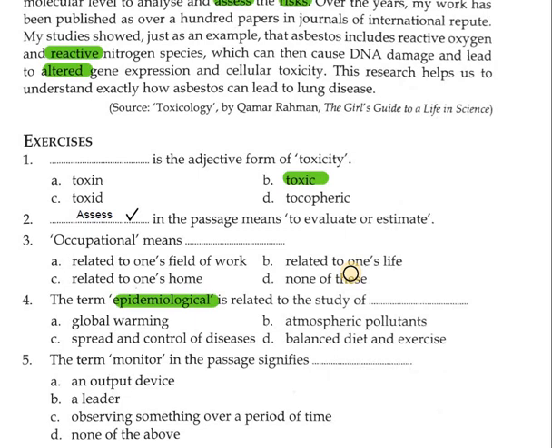Now the next question is occupational means. Now I said it earlier, occupational here means related to one's field of work. It's not related to one's life. It's not related to one's home, because all those things are personal, whereas occupational means related to one's field of work.